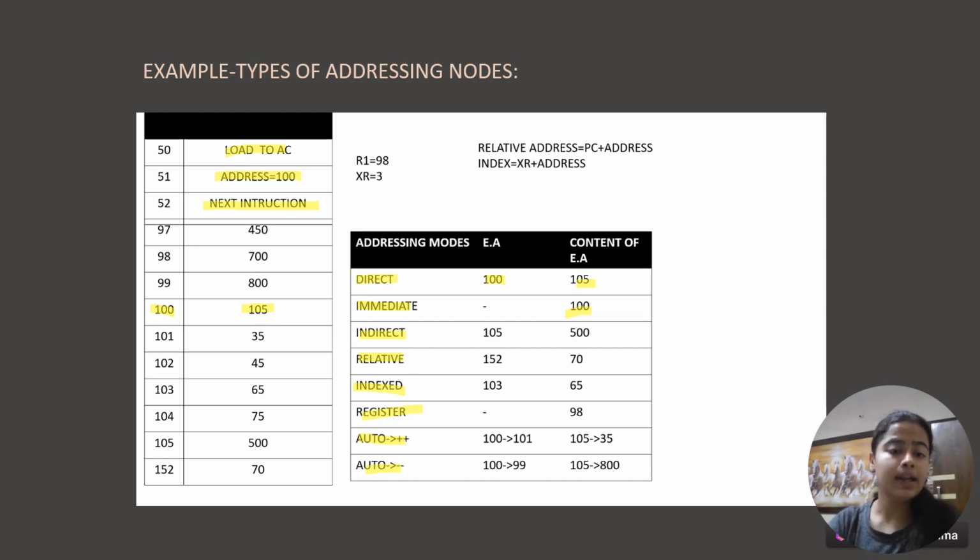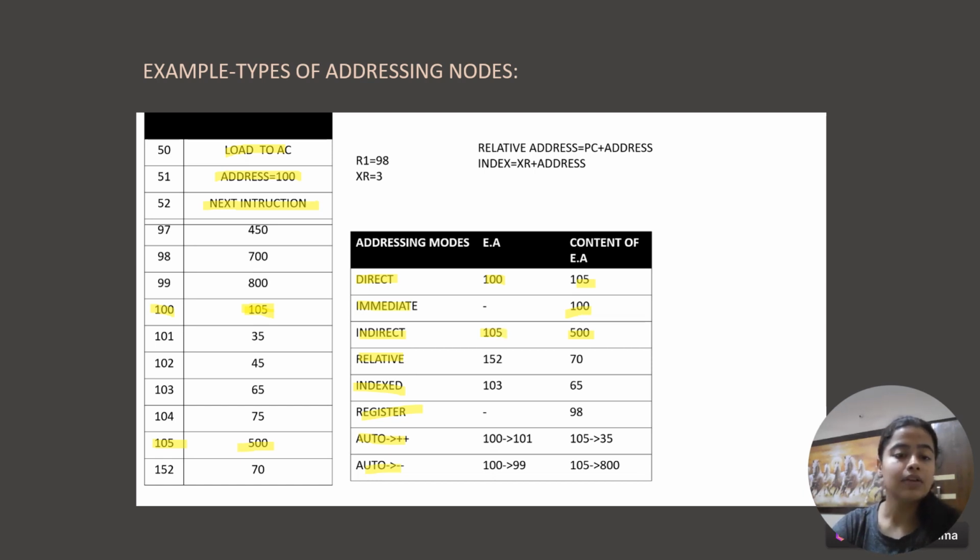Next we have the indirect. It is going to have a series of memory locations rather than the actual address wherein the operand will be saved. So if we refer to 100, it was referring to 105. Moving on to the 105 location, it stores 500 as its content. So that is why we have 500 here, and its effective address was this.